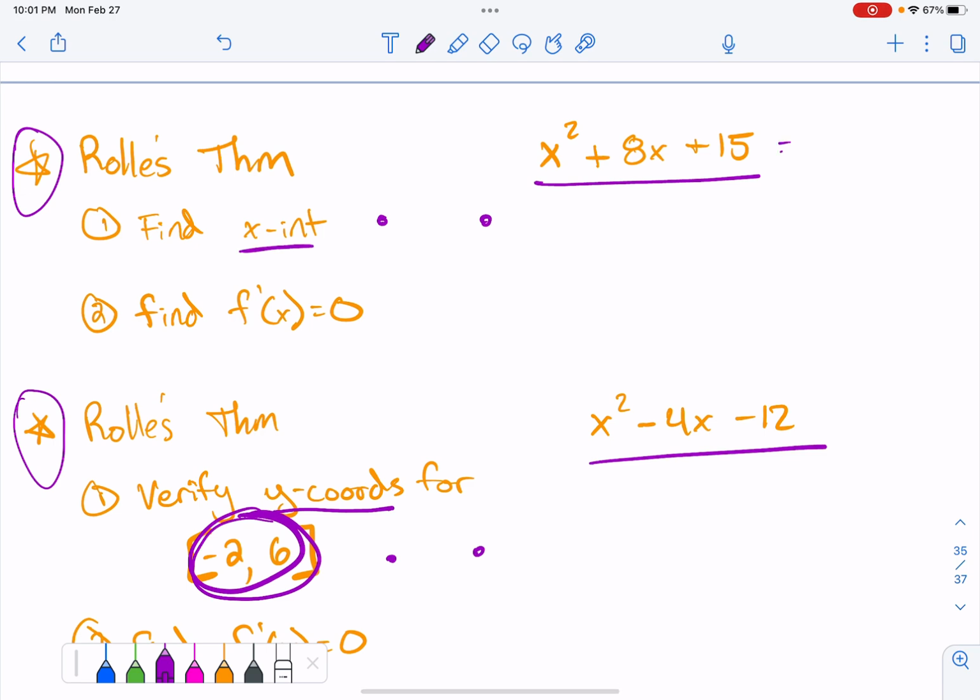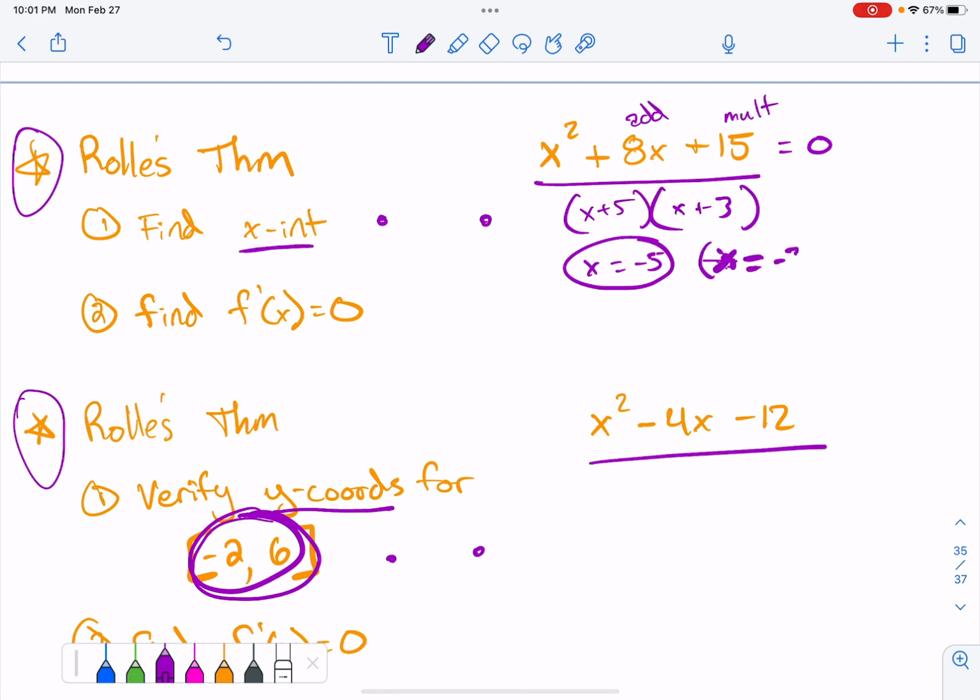They want us to do that by setting the y-coordinate equal to 0. So I'm going to break this thing down. I know this is a simple trinomial, so I'm going to multiply to get 15 and add to get 8. So x plus 5 and x plus 3, and x equals -5 and x equals -3. Those are my two x-intercepts, okay?